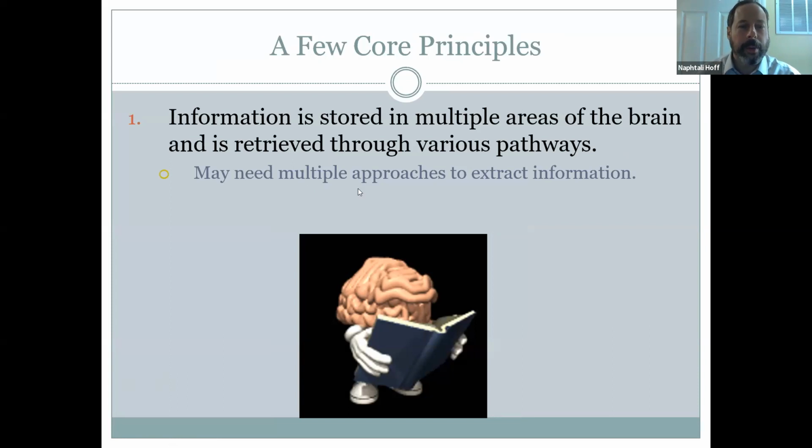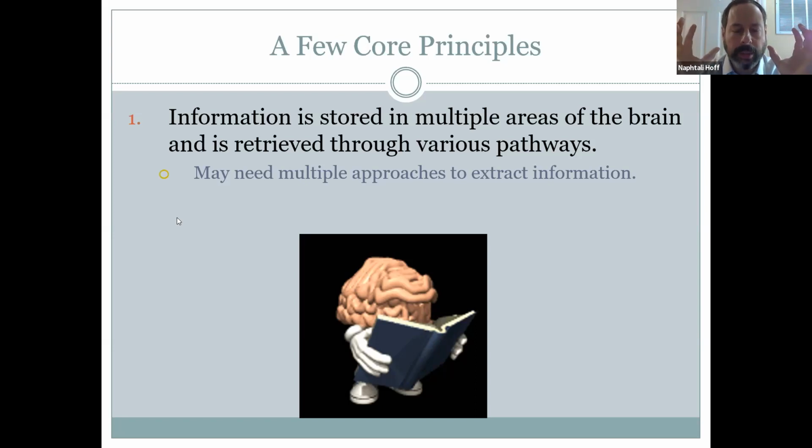Okay. Information is stored in multiple areas of the brain and is retrieved through various pathways. Okay. I hope that makes sense to you. That means that we've got different components of our brain. This is not going to be a very detailed brain conversation, but we just need enough to understand what memory is all about. And our brain is not a single entity.